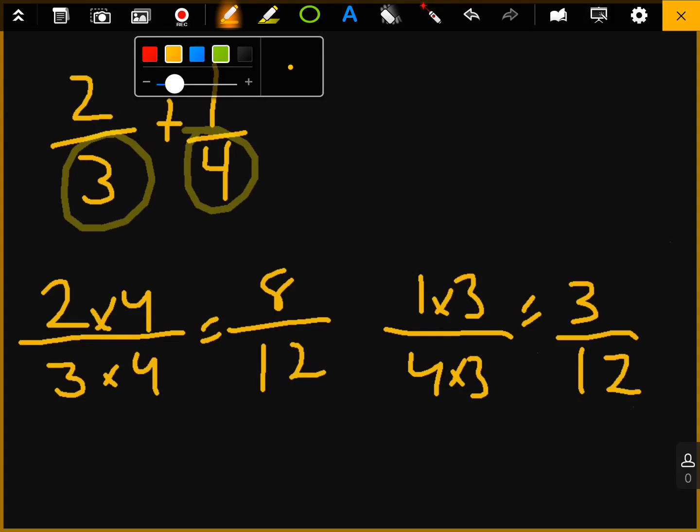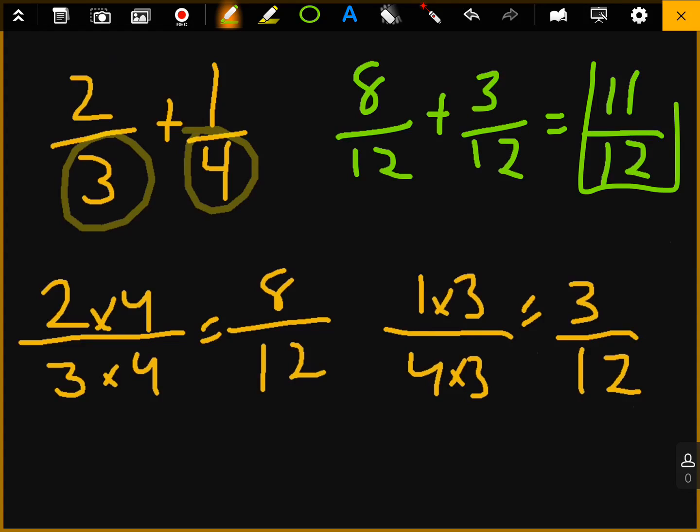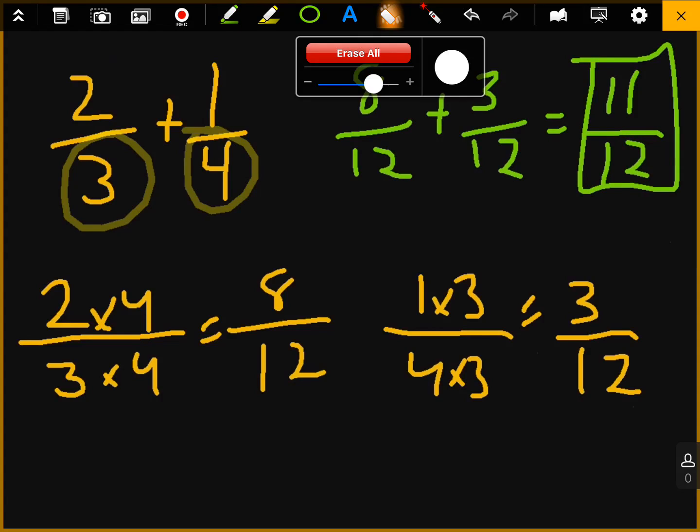And our new fraction is going to be 8 over 12 plus 3 over 12. Denominator stays the same. 8 plus 3 is 11. 11 over 12 is our final answer. That's it for number 6. If you need to pause or rewind, go ahead and do so. We're going to do number 7.